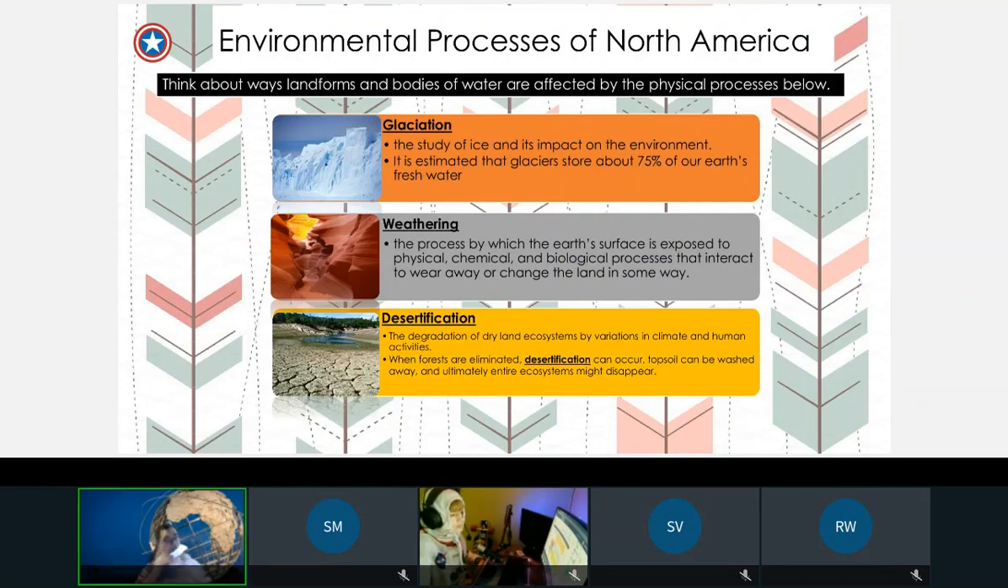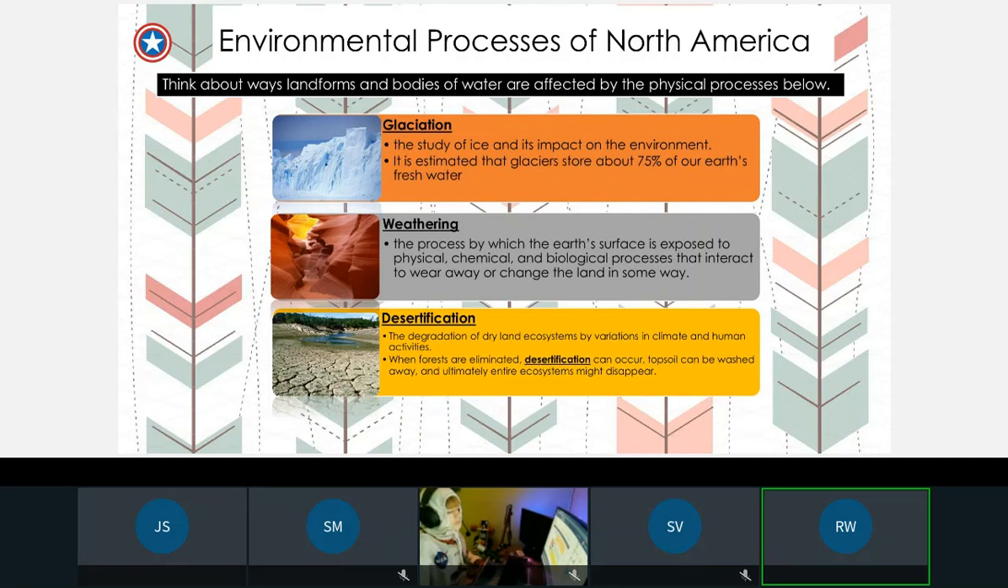Okay, so we have glaciation, weathering, and desertification. All right, so let's read those real quick. Who's my reader? Raina? Environmental processes of North America. Think about ways landforms and bodies of water are affected by the physical processes below. Glaciation. Did I pronounce that right? You got it. The study of ice and its impact on the environment. It is estimated that glaciers store about 75% of our Earth's fresh water.